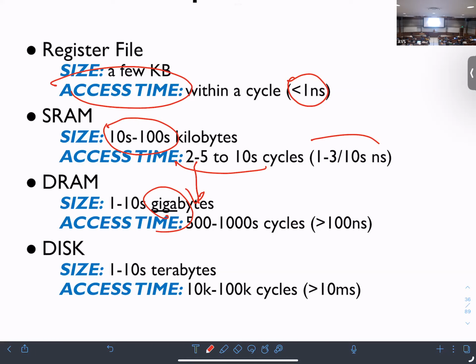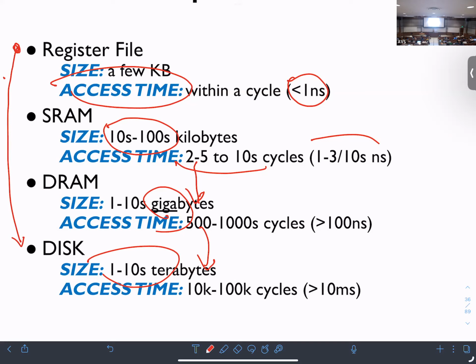And then there's an even bigger jump from DRAM to disk. For DRAM, it takes a few hundred or 1,000 cycles to access. But for disk, we're talking about tens of thousands of cycles to access, though we're talking about terabytes of data that we can save. So if you look at the register file versus disk, you can read things from your register file within a cycle, but if you need the same data from your disk, it's going to take tens of thousands of cycles to read the same data.